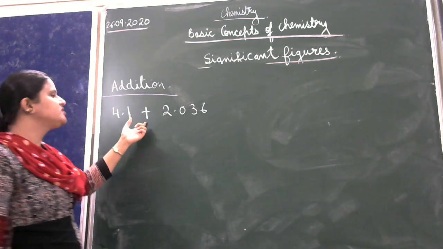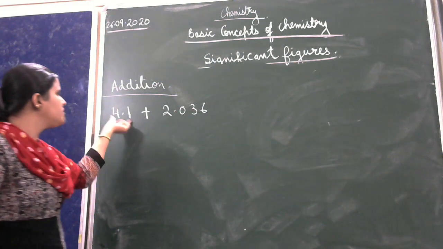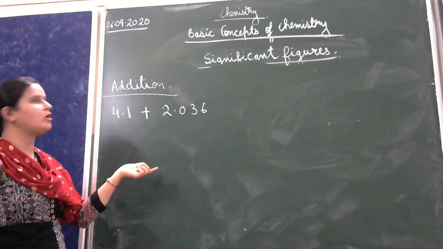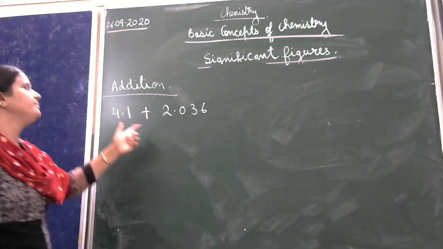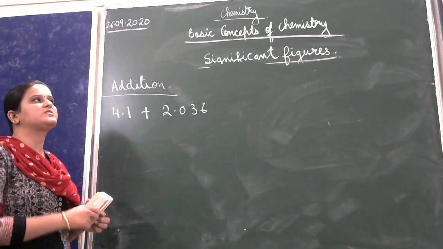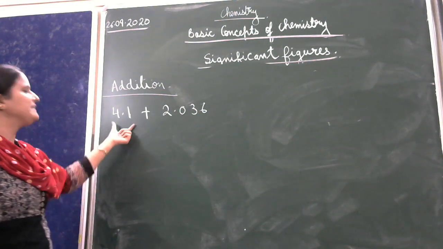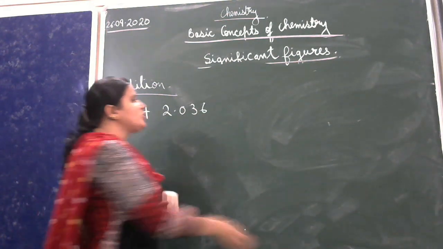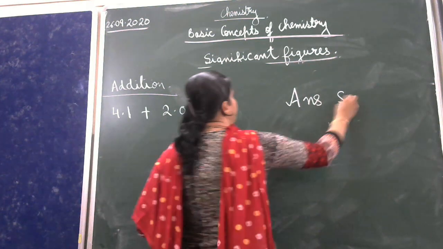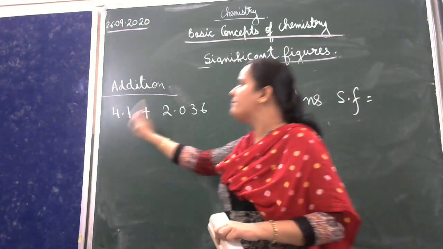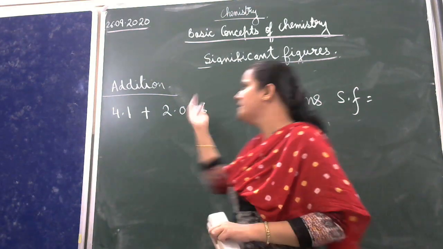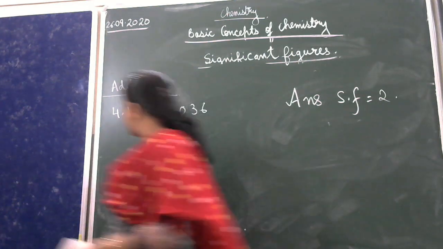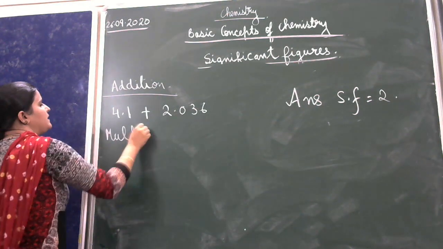Now, for addition, what is the rule? You will see which is your smallest number. Smallest means the number having the smallest number of significant figures I am talking about, not the actual values. So which out of these two numbers will have the smallest number of significant figures? Definitely this one. Here there are two significant figures. Here it will have four significant figures. So your answer will also have how many significant figures? The number which has the smallest significant figures, the answer will also have that many significant figures. And the same rule applies for multiplication also.